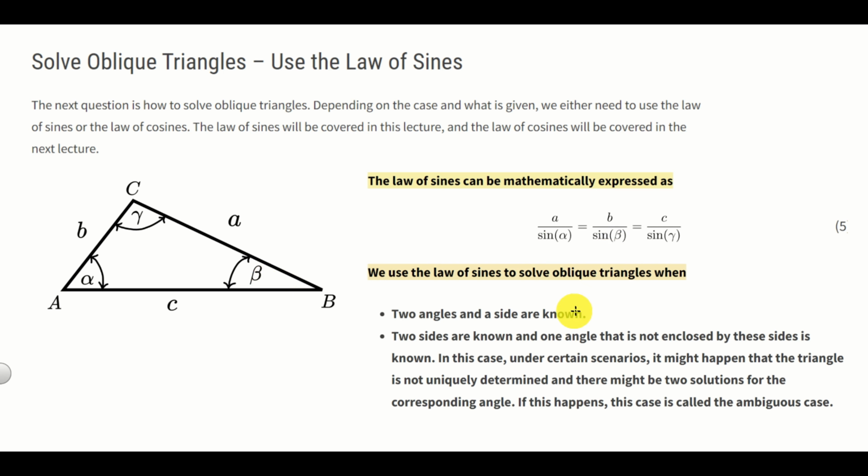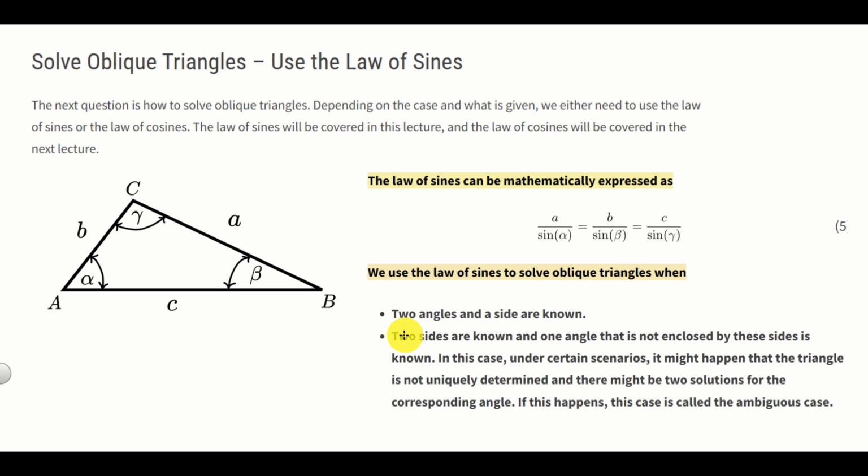We use the law of sines to solve oblique triangles when two angles and a side are known. For example, if this angle and this angle and this side are known. Then, we can also use the law of sines to solve a triangle when two sides are known and one angle that is not enclosed by these sides is known.